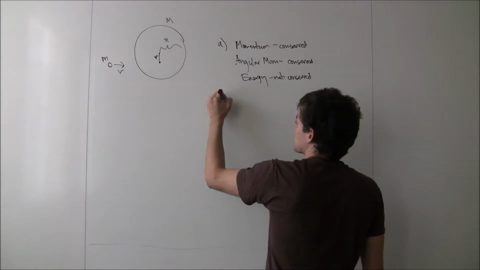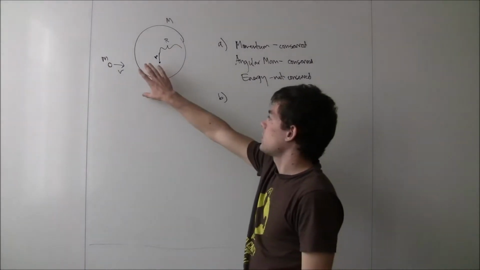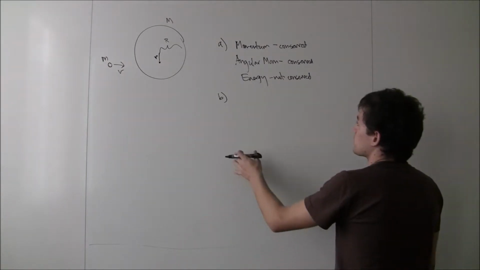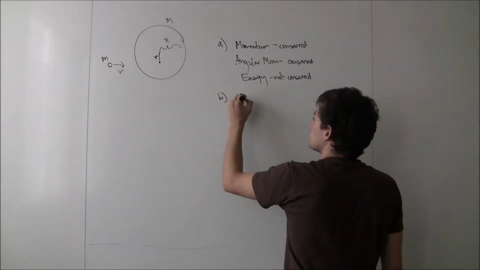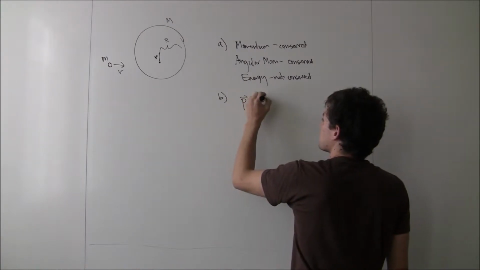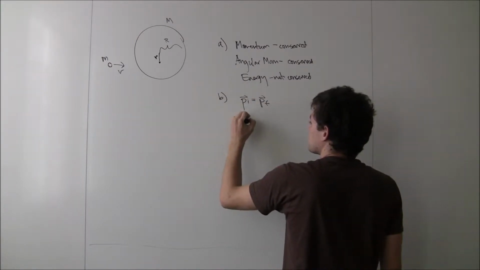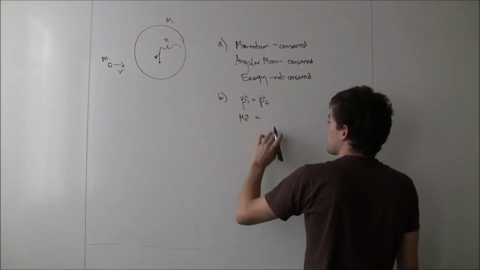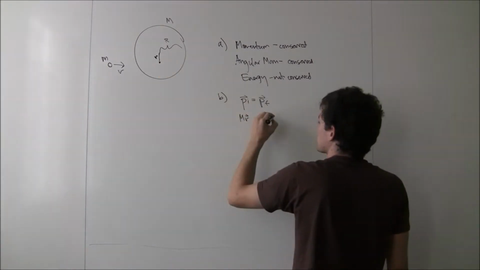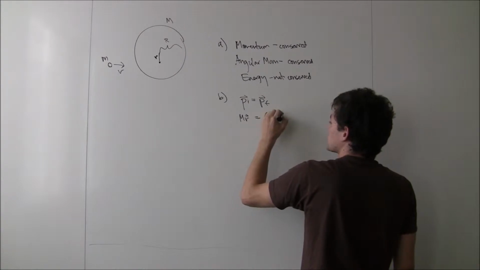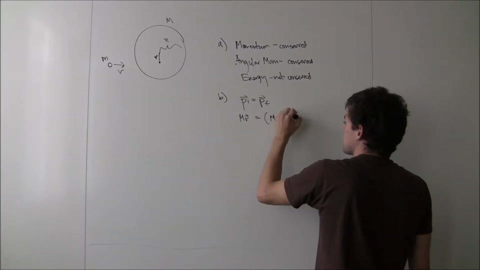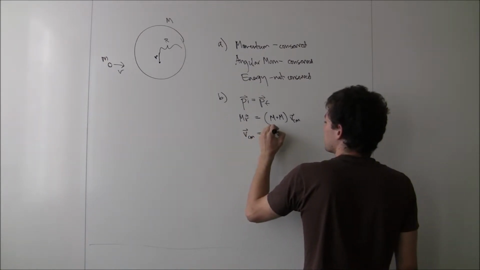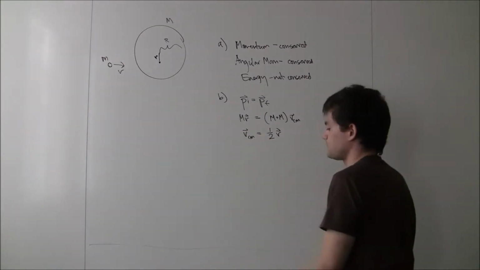Now in part B, we're asked what the final velocity of the center of mass of the child-disk system is going to be. And we can solve for this using the fact that momentum is conserved. So we know that P initial equals P final. P initial is m times v, the velocity of the child, and that is equal to the final mass of the system, which is just big M plus big M equals 2M, times v_cm. So v_cm is equal to 1/2 times the initial velocity of the child.